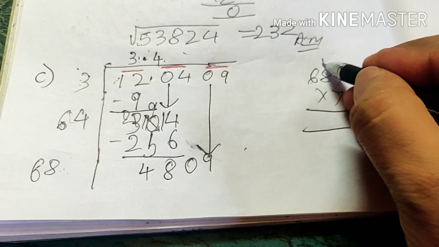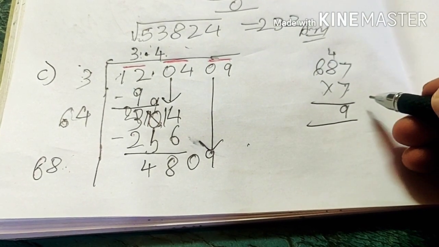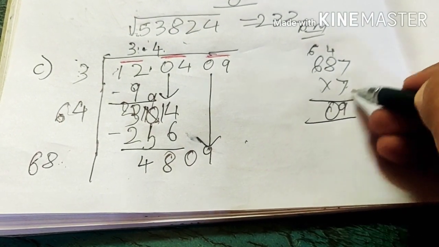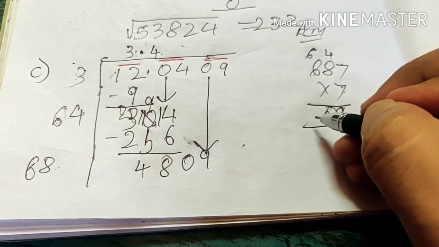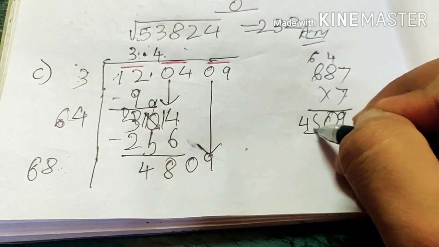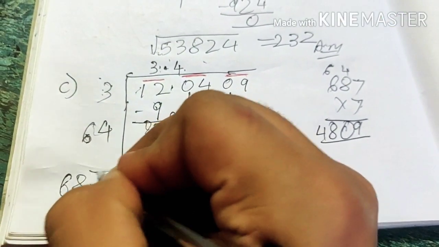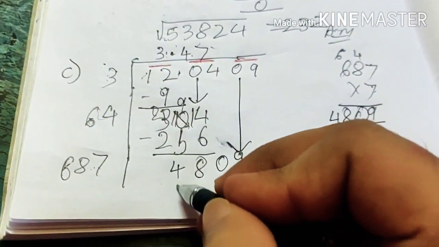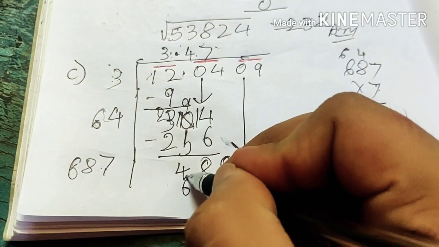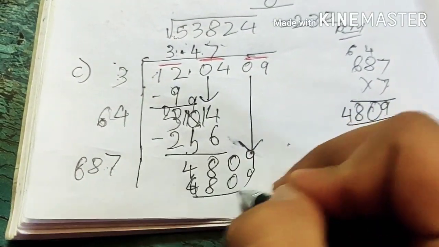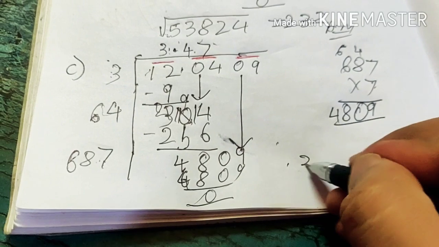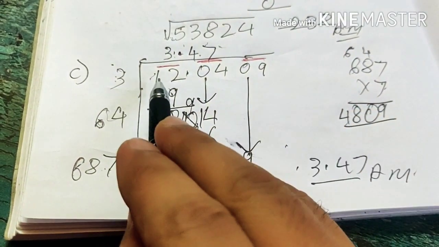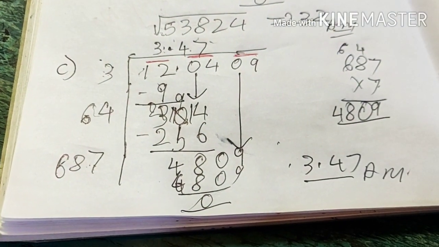7 sevens are 49, 7 eights are 56 and 4 makes 60, 7 sixes are 42 plus 6 is 48. We are getting exactly 687 into 7. The number we are writing here is also written here, so we will multiply it by this, so we will get 4809. The remainder is 0. So what is our answer? 3.47. The root of 12.0409 is 3.47.